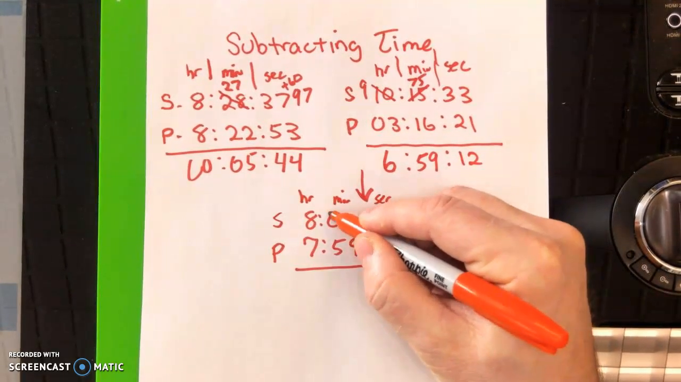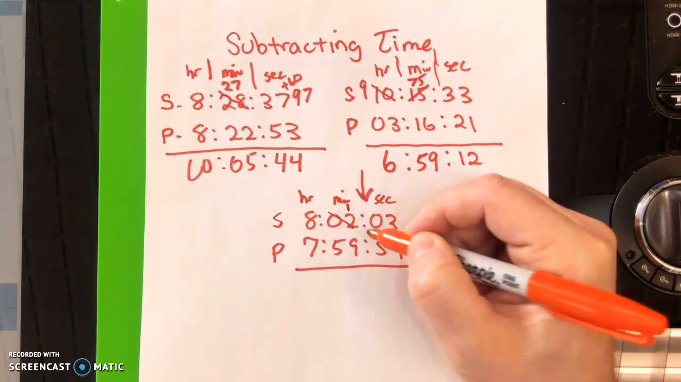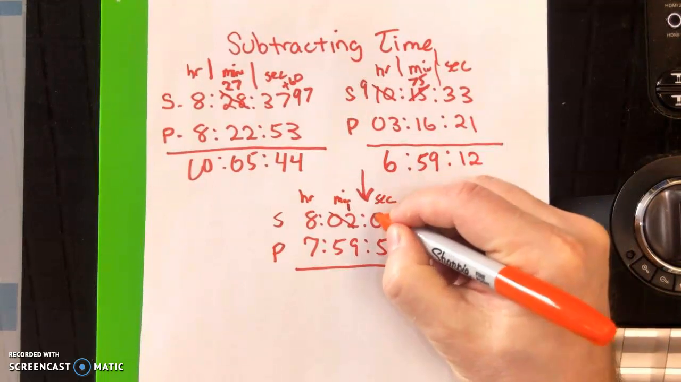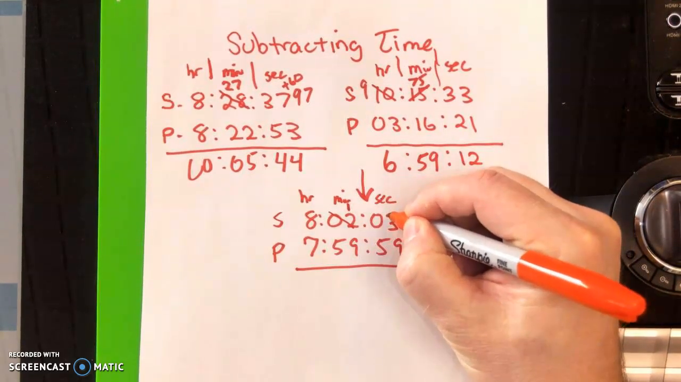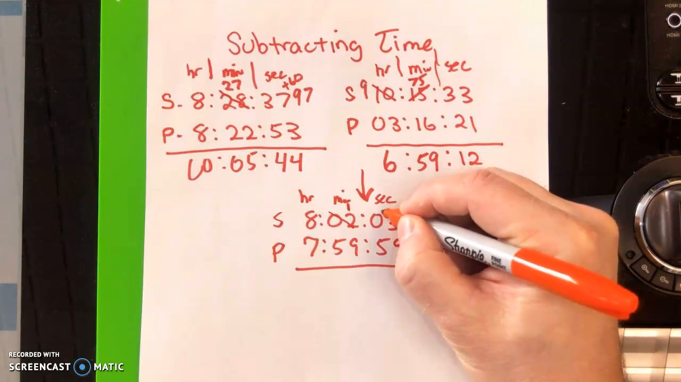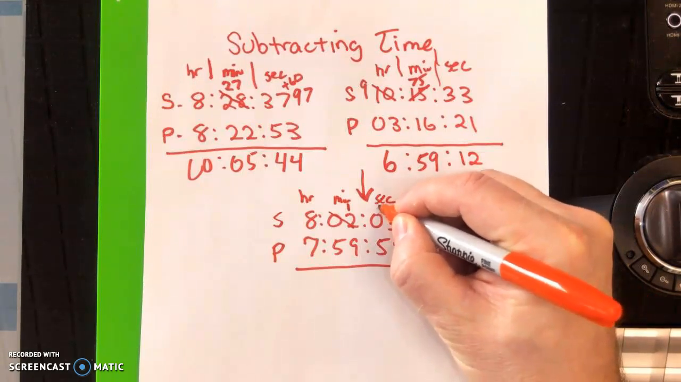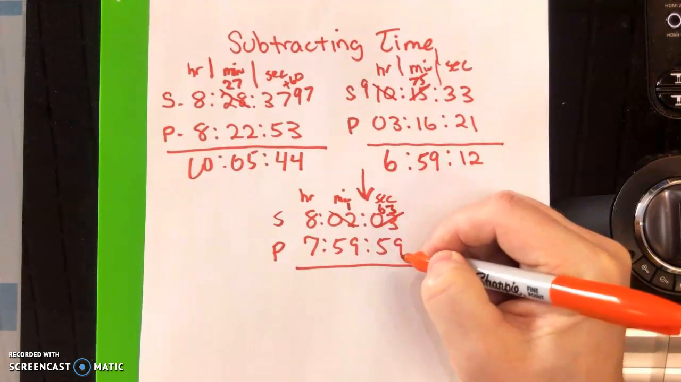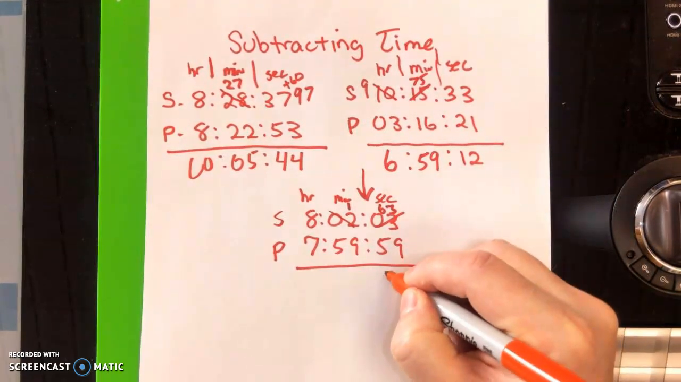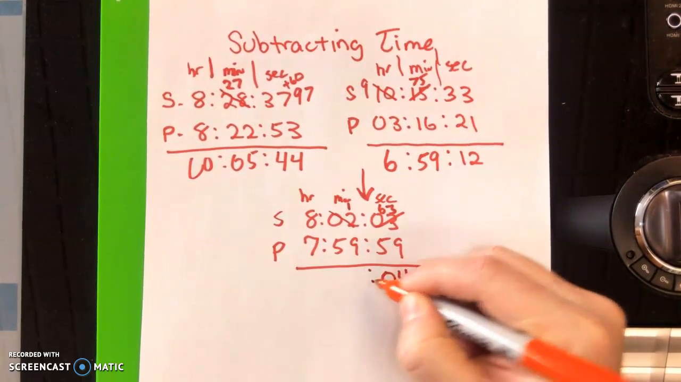So we're going to come over to our minutes. We're going to borrow a minute here, so that turns to 1 minute. And then we're going to add that 60 seconds. So that minute, when it comes over to seconds, is 60 seconds. We're going to add that 60 over here, and this now becomes 63. Okay, now we can subtract the 59 from the 63, and we get 4.